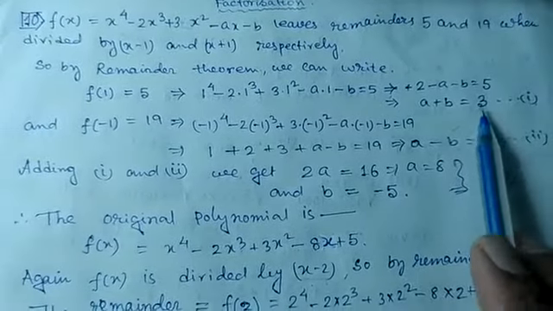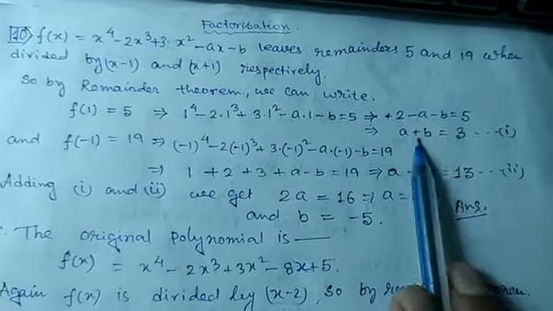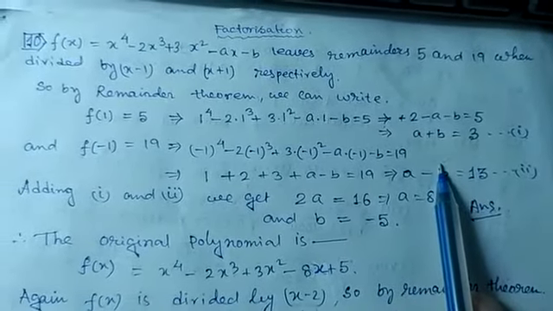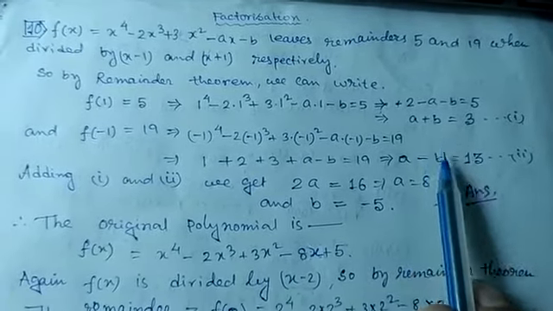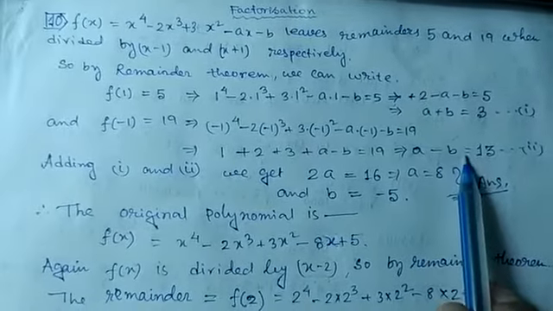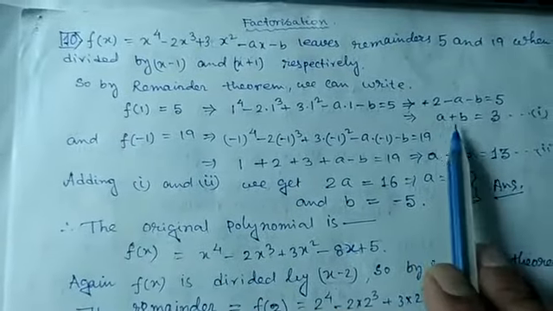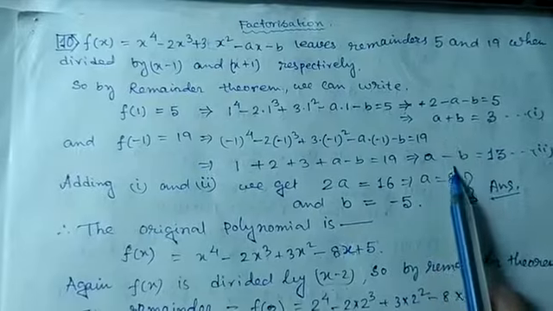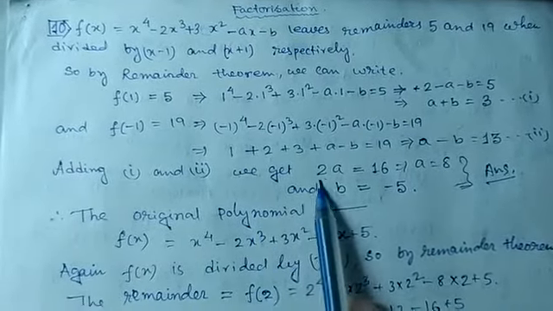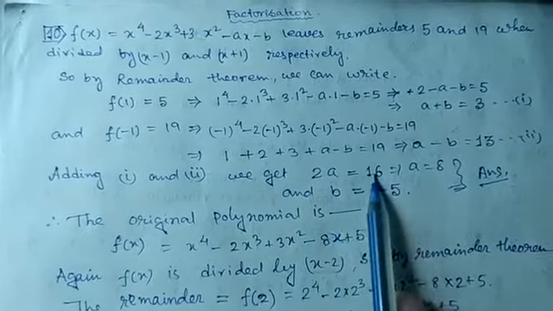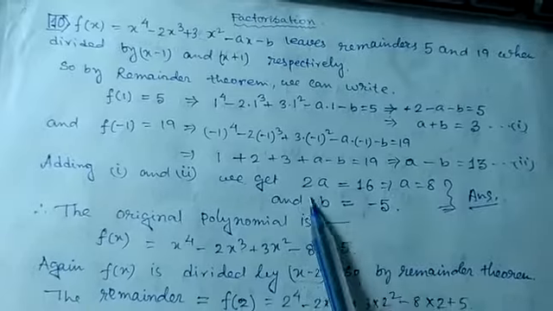Now, adding 1 and 2. You can solve these two equations by other methods also, such as the elimination method, substitution method or cross multiplication, but it is better to use the elimination method. Now I added 1 and 2. It is clear that if you add b and minus b, both will cancel. So I got 2a is equal to 16, since 3 plus 13 is 16. So 2a is equal to 16, a is equal to 8.